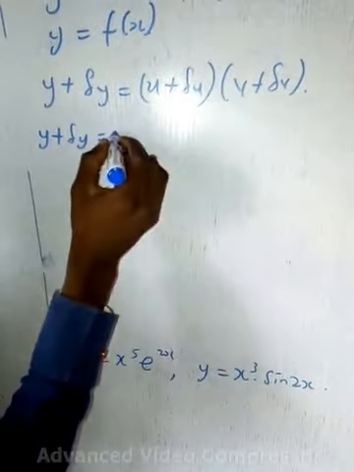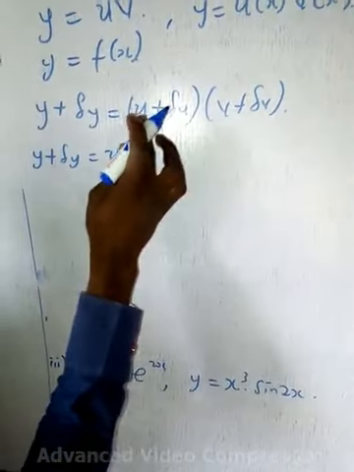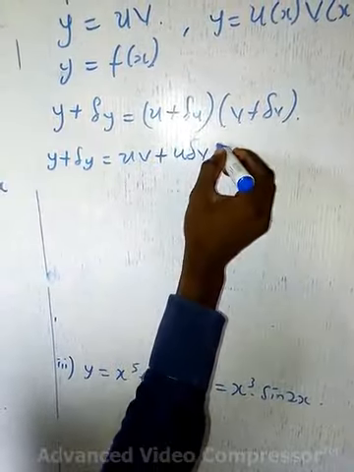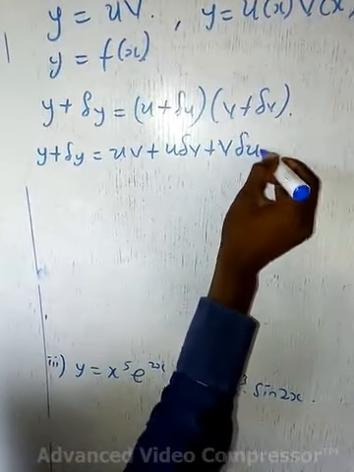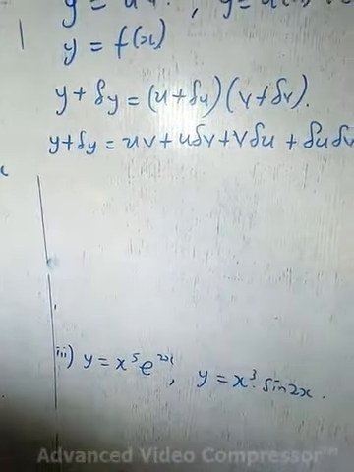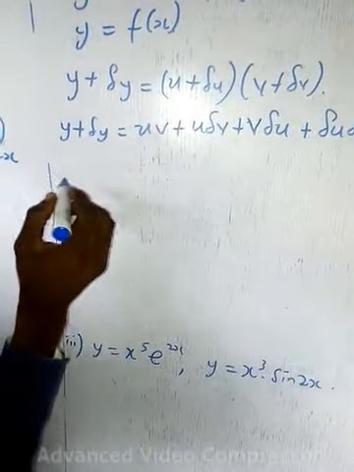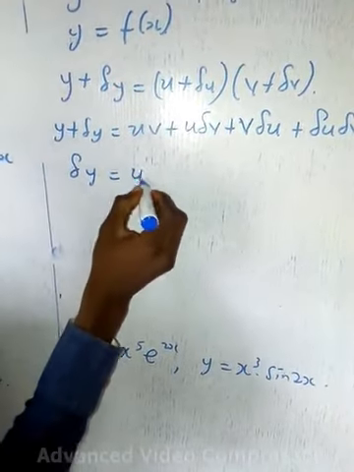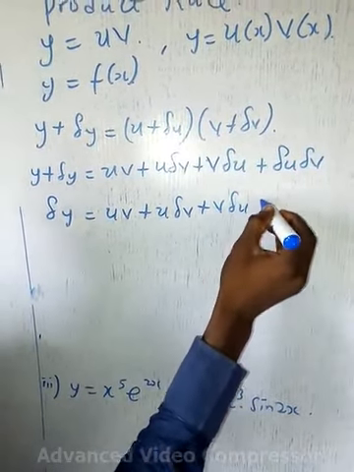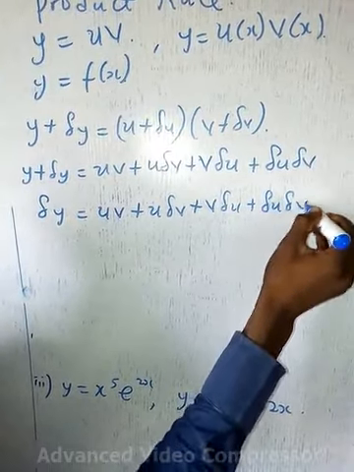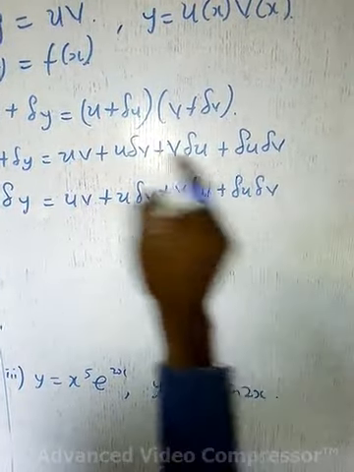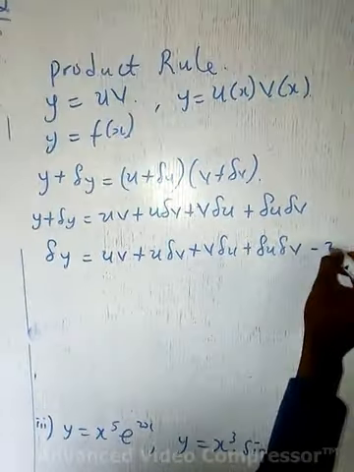Then we have y plus increment in y. Then you expand this out: u times v, u times changing v, v times changing u, plus changing u times changing v. Then what do we have? We take our y to the other side: uv plus u changing v, plus v changing u, plus changing u changing v, minus my y. And my y was given to be what? Minus uv.